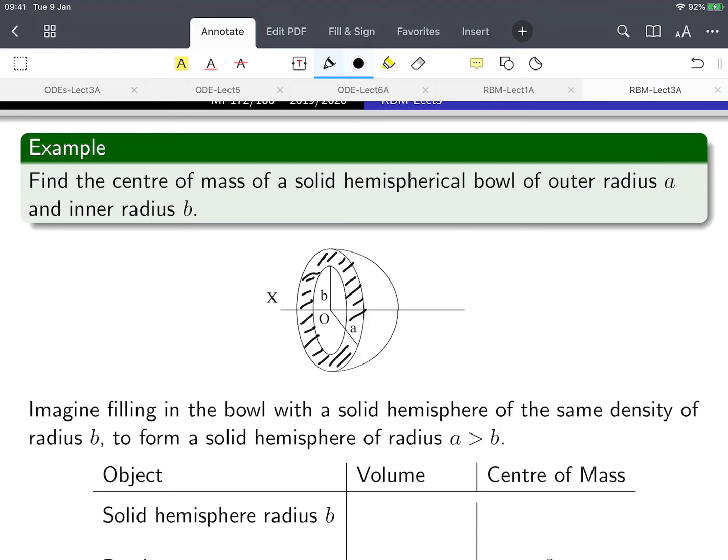So it's not a composite. Well, we don't know how to do it. Can we use what we did just before, a composite? Is it a composite? It's not. But we can imagine a composite that's made of this and a hemisphere of radius B. And if you put them together, then you have a hemisphere of radius A.